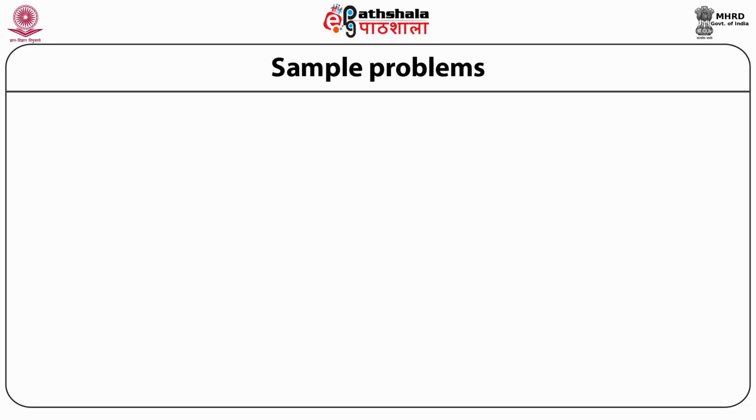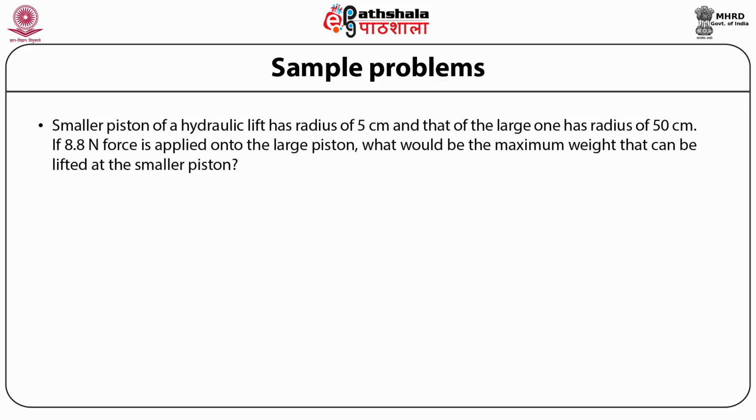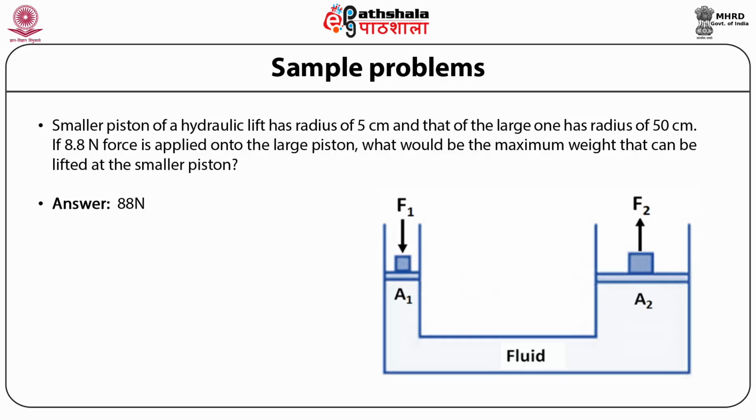Now let's go through a couple of sample problems which are based on the knowledge that we have got from this module. In the first sample problem, the smaller piston of a hydraulic lift has a radius of 5 cm and the large one has a radius of 50 cm. If 8.8 Newton force is applied onto the larger piston, what would be the maximum weight that can be lifted at the smaller piston? If you do it using the concepts that we learned in this module, you would get the answer of 88 newtons.